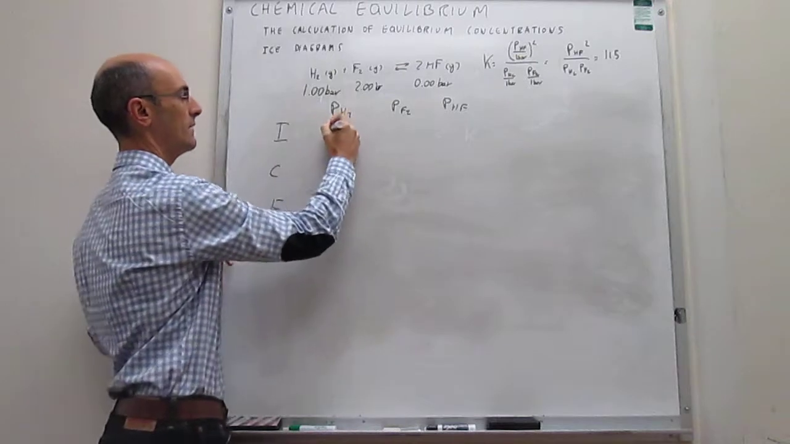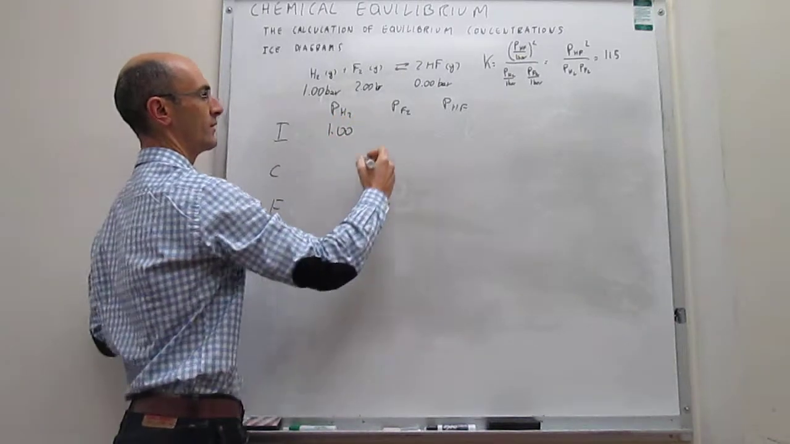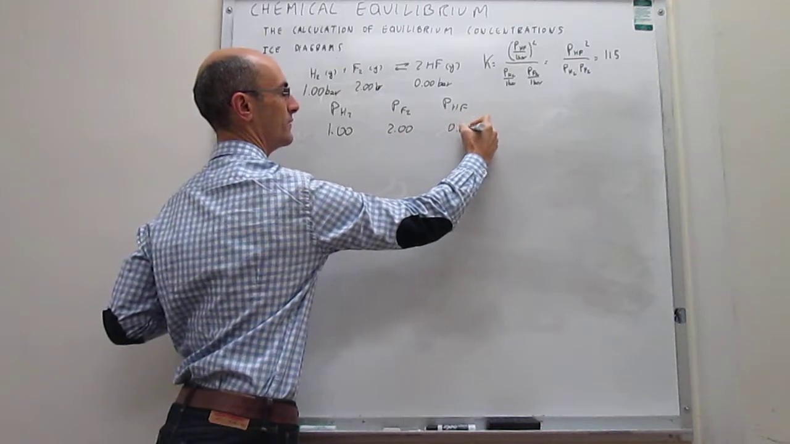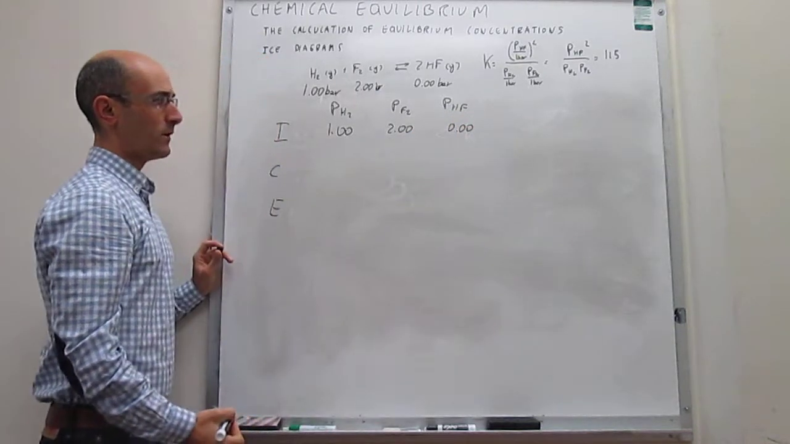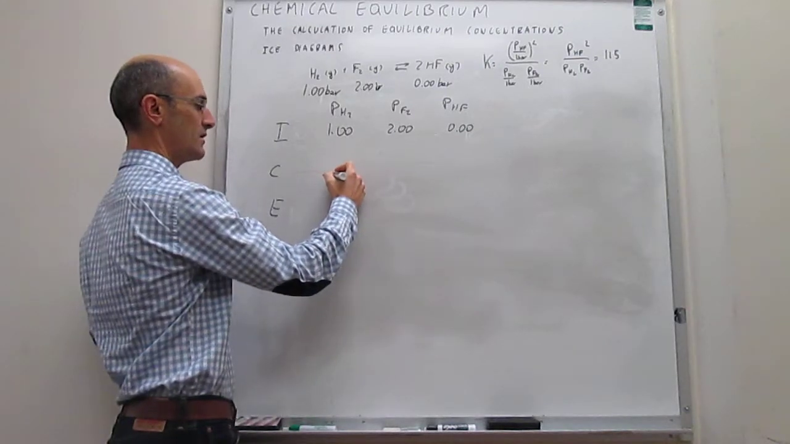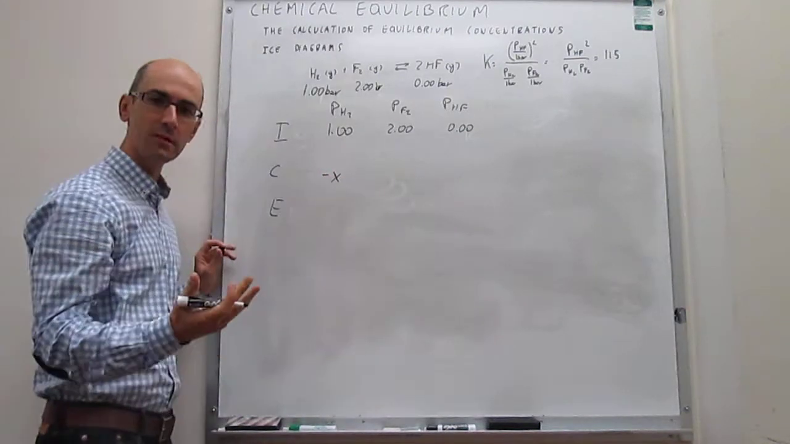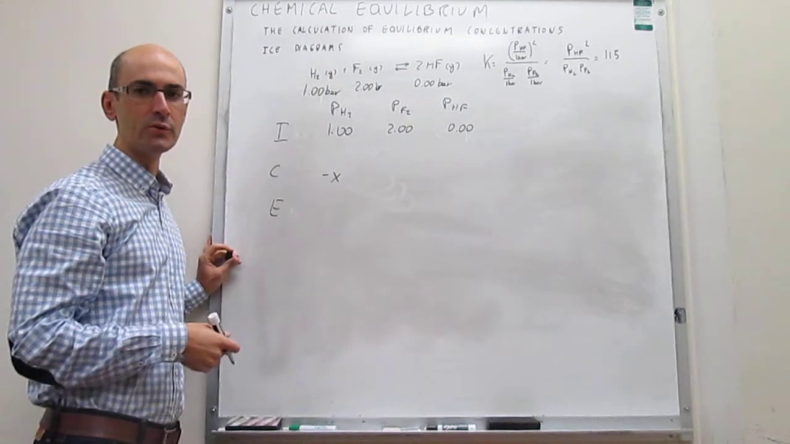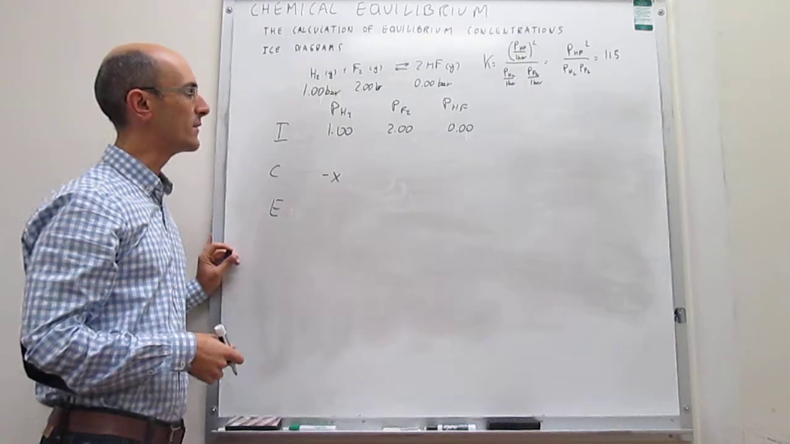Okay, so initially we have that there's 1 bar of pressure for H2, 2 bar of pressure for fluorine 2, and then no pressure for HF. Because we know that the reaction is going to move from reagents to products, then the change to H2 is going to be some reaction minus X. We don't know exactly what that is, but that is exactly what we're trying to determine in this problem.